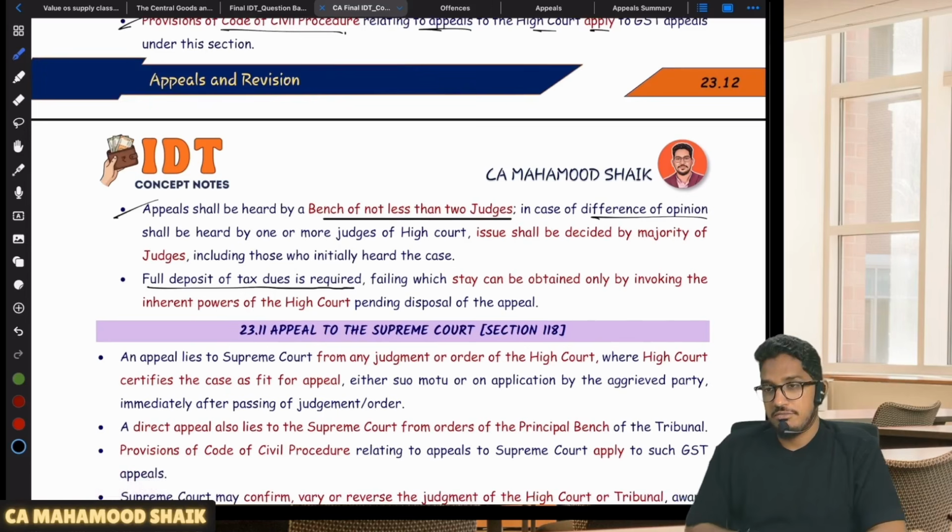Next. Full deposit of tax dues is required. Now here comes the twist. For the appellate tribunal and appellate authority, only 10% of the disputed amount. If you want to go for the High Court, 100%. You have to deposit and then only you can go for appeal. 100% of the tax you have to pay, for the High Court.